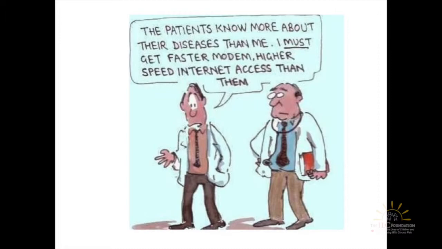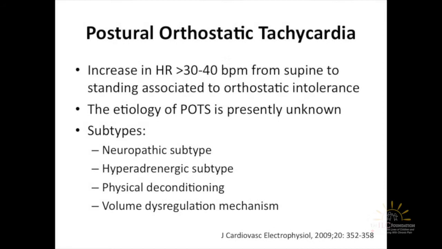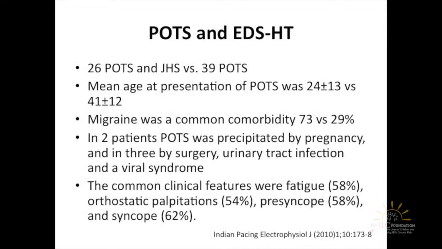I'm going to talk quickly about POTS in EDS. POTS, as you probably know, is an increase in heart rate of more than 30, 40 beats per minute during standing. There are different subtypes. This is the general population with POTS, right? So we have neuropathic subtype, hyperadrenergic subtype, physical deconditioning, and volume-related POTS. There is one paper published in 2010 that compared 26 patients with POTS and joint hypermobility syndrome and 39 patients with POTS.